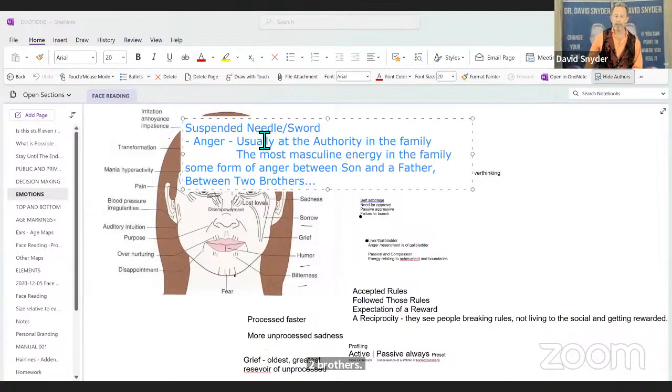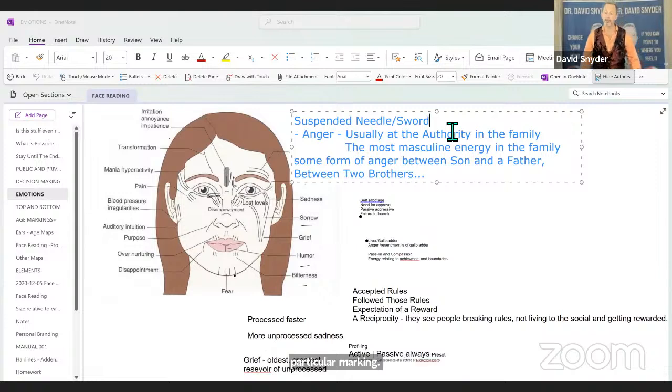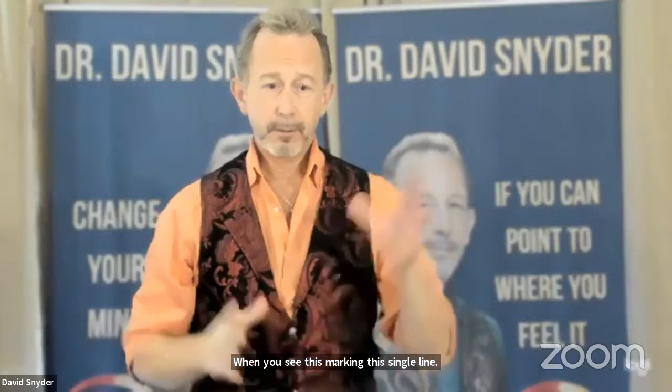etc. Now, the important thing to remember about this particular marking is that it's unfinished business. And let me explain why. When you see this marking, this single line, it indicates that there was a conflict between 2 people. And in that conflict, one of those people, the person with the marking specifically, got super, super angry. And they vented and expressed that anger.